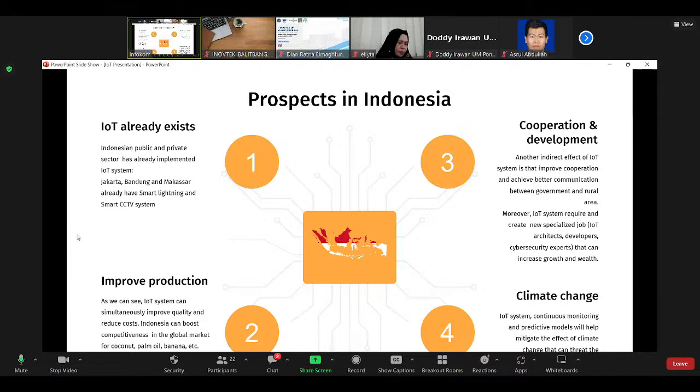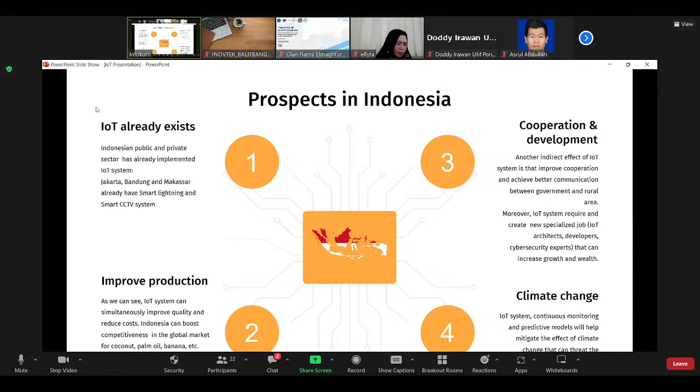Then another indirect benefit of an IoT system is cooperation and development. Cooperation means that you can improve the communication between the central government and the rural area. Imagine if you have farmers in a rural area checking their system on their phone, and through that system you can send, for example, best practices, updates on policies, an email or a notification with some communication from the central government to the farmers, and so on.